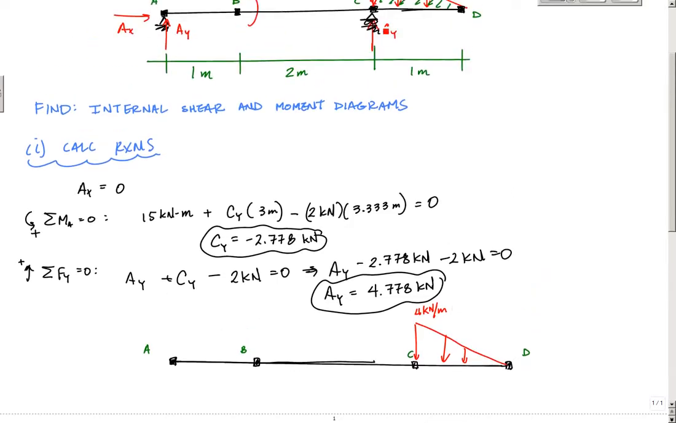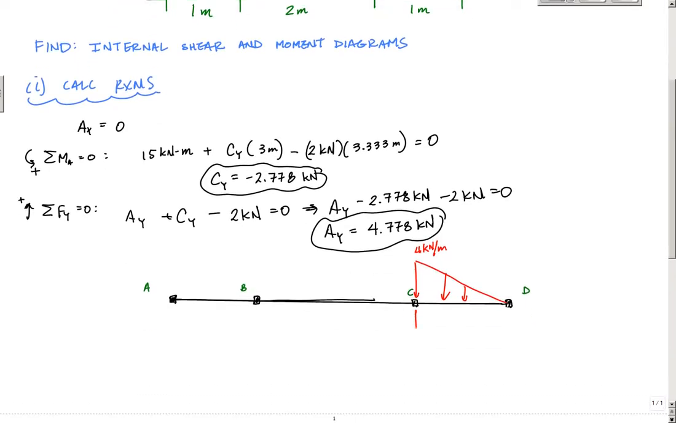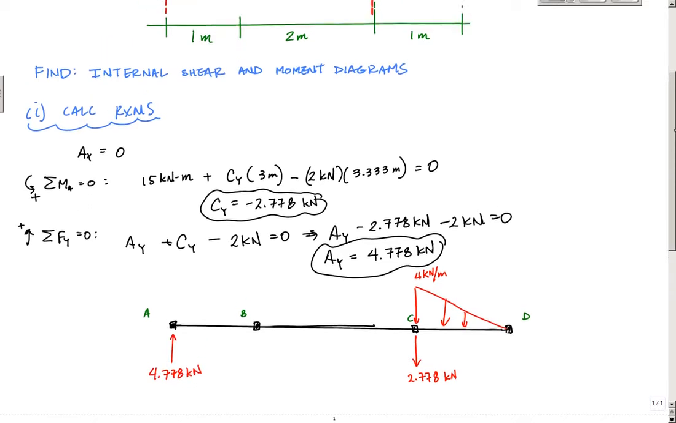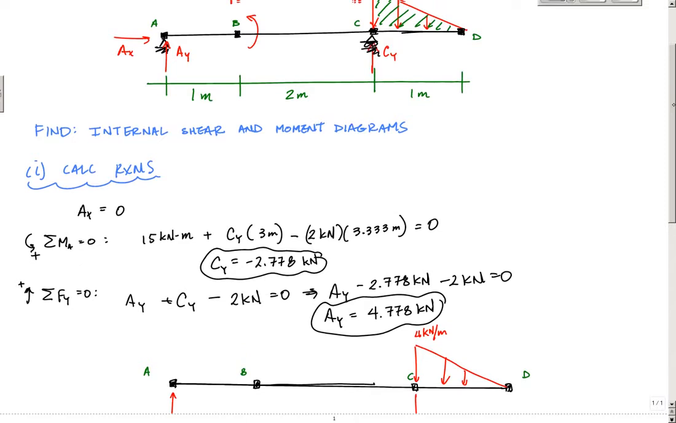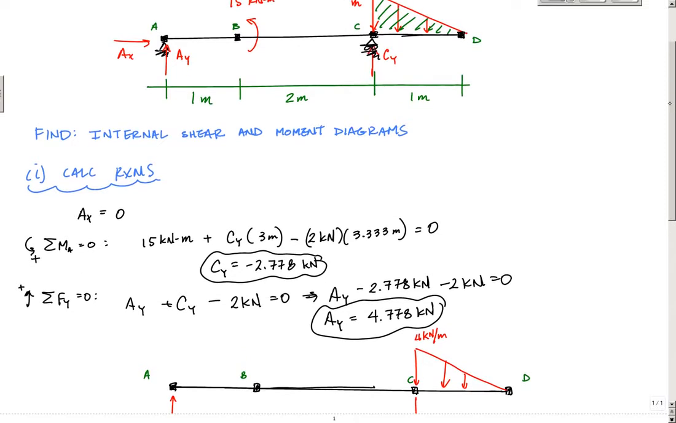Before, I had CY drawn upwards, and that was negative 2.778. So what that means is that CY is actually 2.778 kilonewtons downwards. And then at A, I have a positive 4.778 kilonewtons. And then at B, I'm going to do something here that really helps me in terms of knowing how to handle my concentrated moment here.